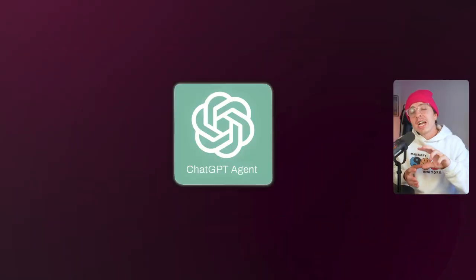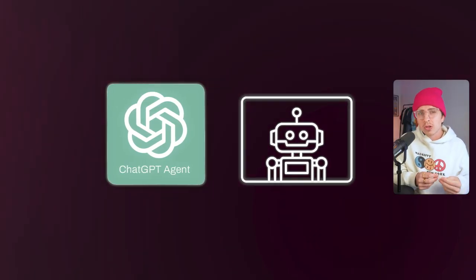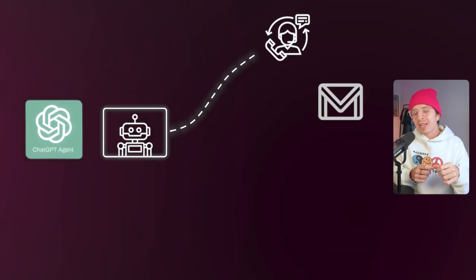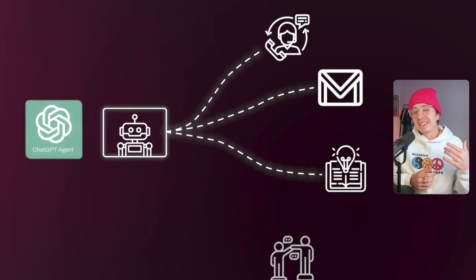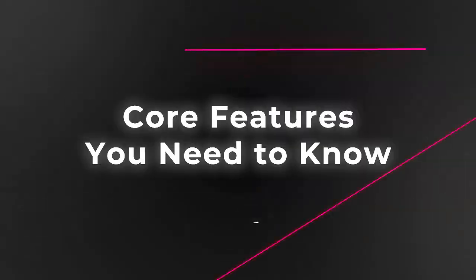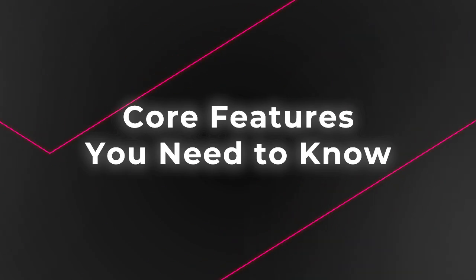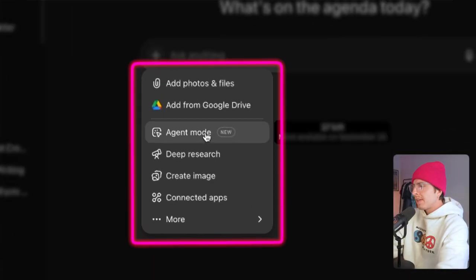The simplest way to put it, think of regular ChatGPT as a really smart consultant who gives you advice but can't actually act on it. ChatGPT Agent is like the same consultant, but can also pick up the phone, send emails, create documents, and take actions on your behalf. Before we dive into specific use cases, let me show you the essential features you'll actually use. To get it all set up, create a new chat and then select agent mode.